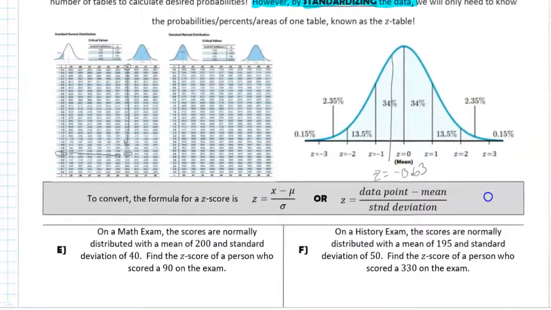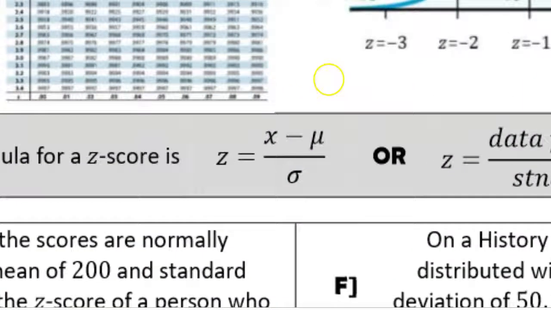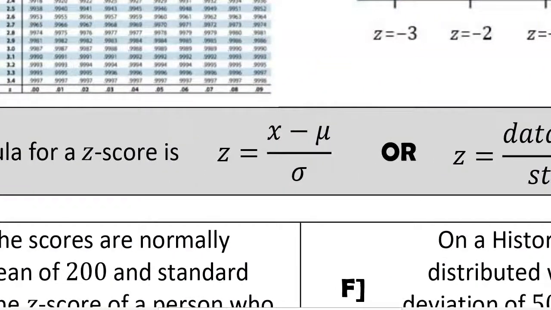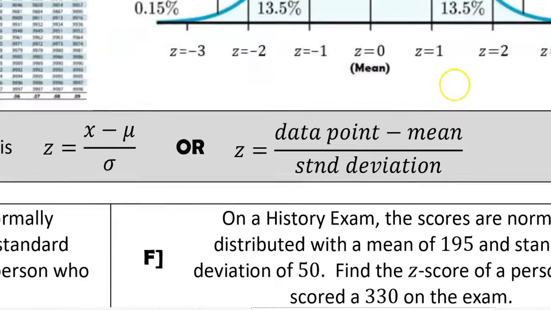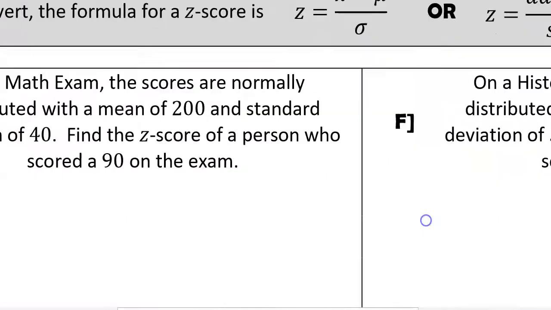So how do we make a z-score? Well, creating a z-score is actually quite simple. All we have to do is this calculation. z is equal to x minus the mean, over the standard deviation. So the data point in question minus the mean, over the standard deviation.